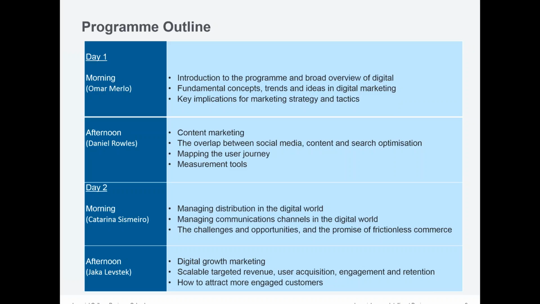On day 2, we're going to come back in the morning with Katarina, who's also a colleague of mine at Imperial College, and she's going to focus a little bit on how digital is changing distribution and marketing communications in the digital world. So she's going to talk a little bit about how channels are transforming the way in which we reach out to customers because of digital, and a lot of the interesting tools and ideas to improve your marketing communication strategy.